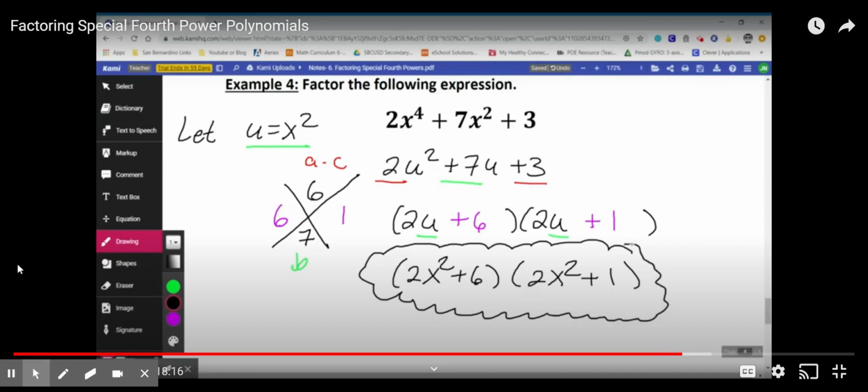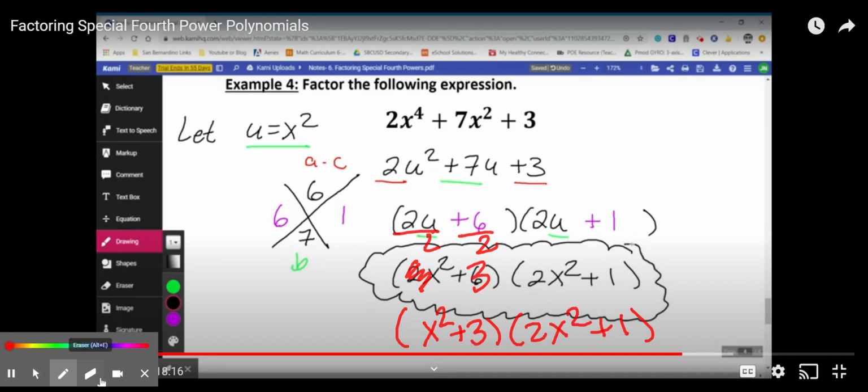My bad. I just realized that there was a mistake on this. This actually is not 2x squared plus 6 and 2x squared plus 1. I forgot to divide this by 2 here and there, so the final answer should actually be, what is it? When I divide this by 2 and I divide this by 2, I will get x squared plus 3 multiplied by 2x squared plus 1. Sorry if I confused anybody. That should be the final one. All right, that is it. Next problem.